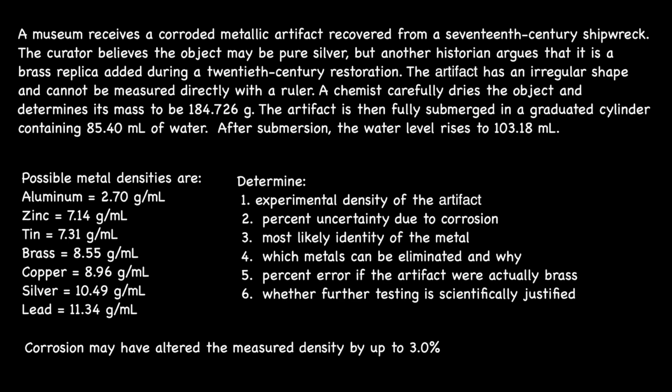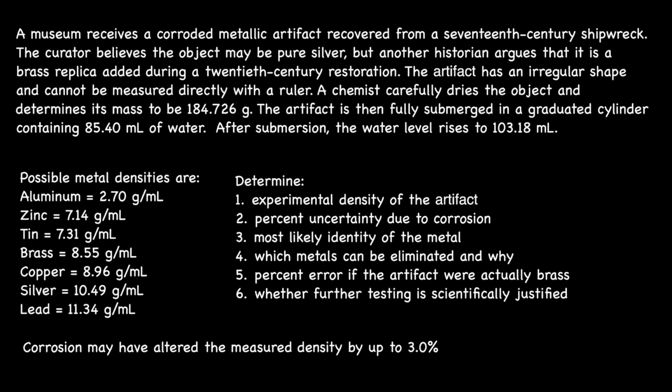Possible metal densities are given. Corrosion may have altered the measured density by up to 3%. Determine the experimental density of the artifact, the percent uncertainty due to corrosion, the most likely identity of the metal, which metals can be eliminated and why, the percent error if the artifact were actually brass, and whether further testing is scientifically justified. First, we should highlight the important information we are going to use.